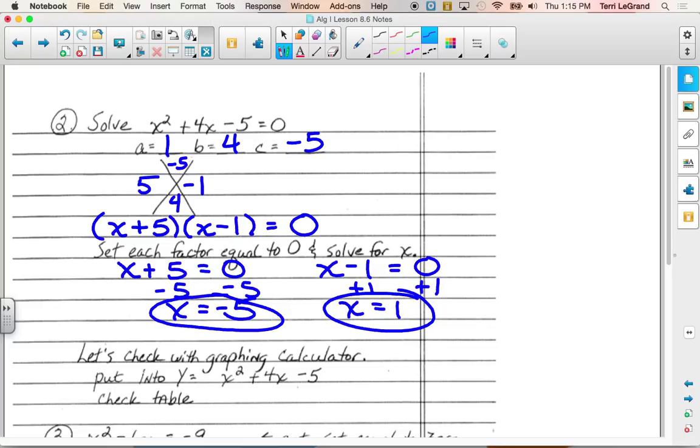First of all, since I'm not checking with the graphing calculator, does anybody have the same solutions I do? x equals -5, x equals positive 1. Okay? Do we check out according to the graphing calculator?